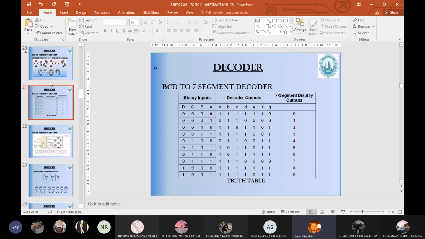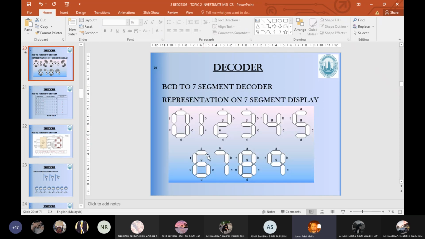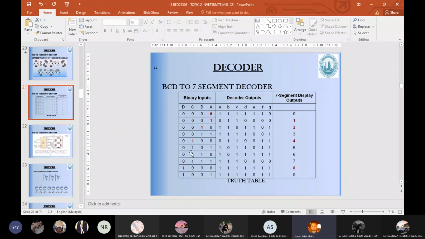You can remember this truth table. Okay, truth table ni you tak perlu ingat. Yang you perlu ingat adalah benda ni. Okay, contoh number 6. Bila 6 input dia 0110. Okay, 6 adalah 0110. This is 6. So apa dia punya decoder output dia?